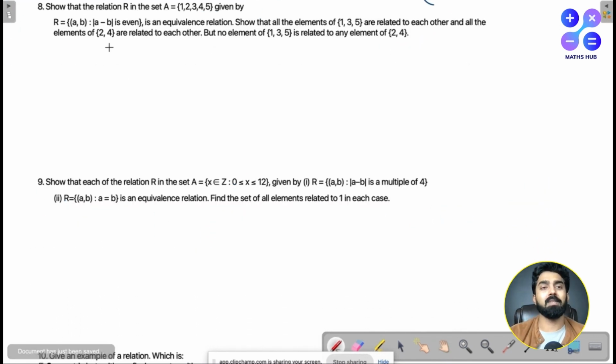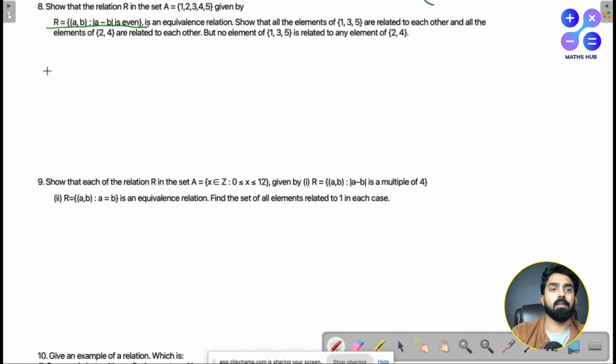Let's look at question number 8. Show that the relation R in the set A equals 1, 2, 3, 4, 5 given by R equals A comma B such that mod of A minus B is even is an equivalence relation. Show that all the elements of 1, 3, 5 are related to each other and all the elements of 2, 4 are related to each other, but no element of 1, 3, 5 is related to any element of 2, 4.